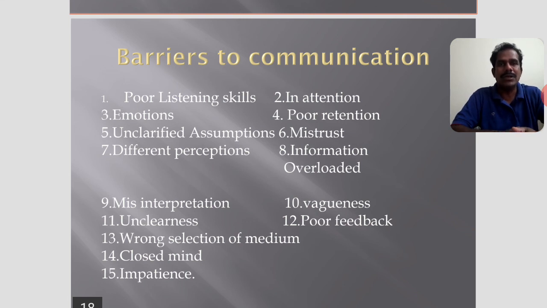Unclarified assumptions: if anyone has them, that is a barrier. Don't have any kind of assumptions. Mistrust is one barrier. Trust is important to acquire good communication. Different perceptions: everyone has a perception, but don't bother about perceptions. Information overload: don't gather too much information, but whatever you acquire, whatever you learn, practice it. More information is also overkill. It's a barrier of communication.